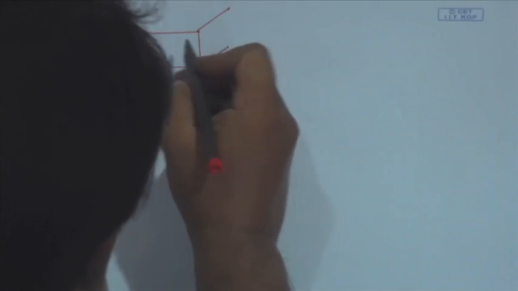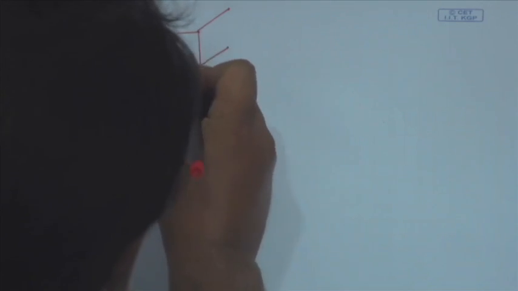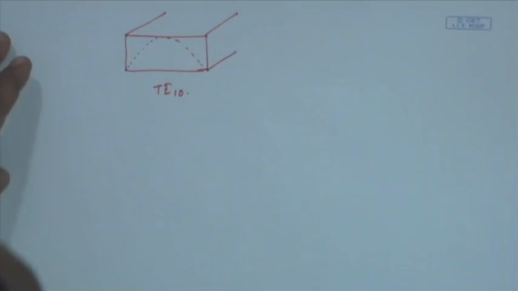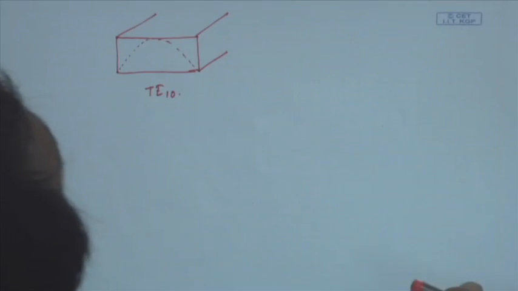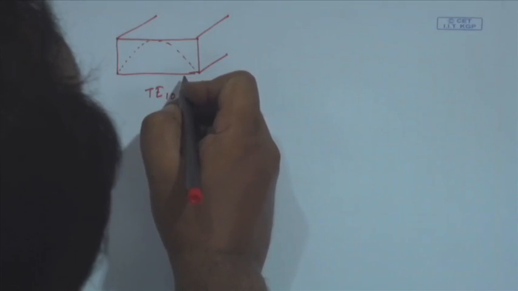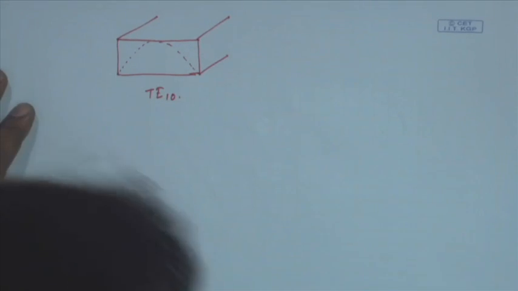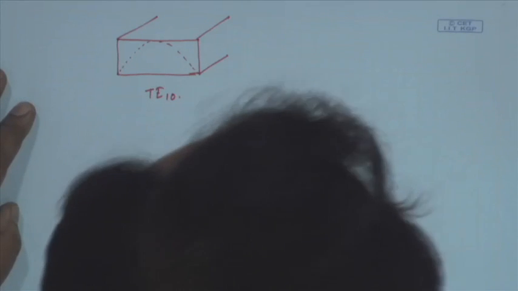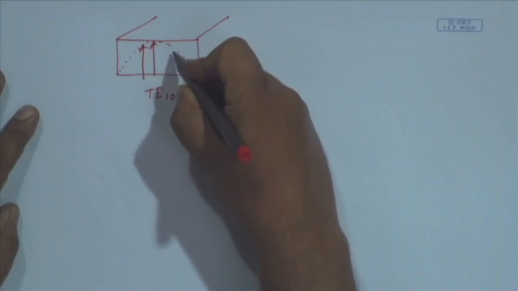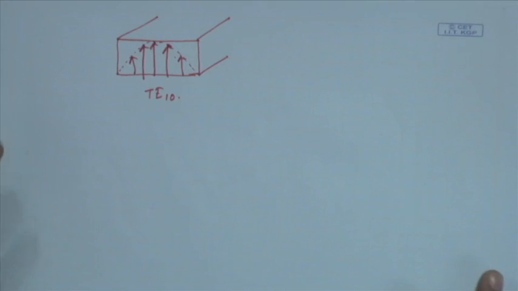a rectangular waveguide. So, this is the cross section of a rectangular waveguide. Let us say it is supporting TE10 mode. For this TE10 mode, if I plot the electric field strength from left to right side, this is the electric field configuration for TE10 mode.